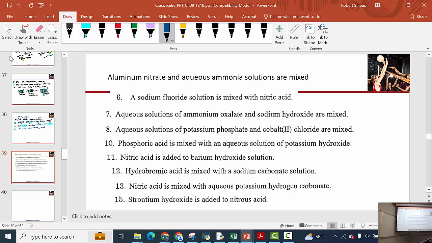This is just what happens when you react. So you have 1 aluminum nitrate and 3 aqueous ammonia, and then you get aluminum hydroxide, ammonium nitrate, and water. You need to put 3. The ammonium has to be written first. Cation's always first.